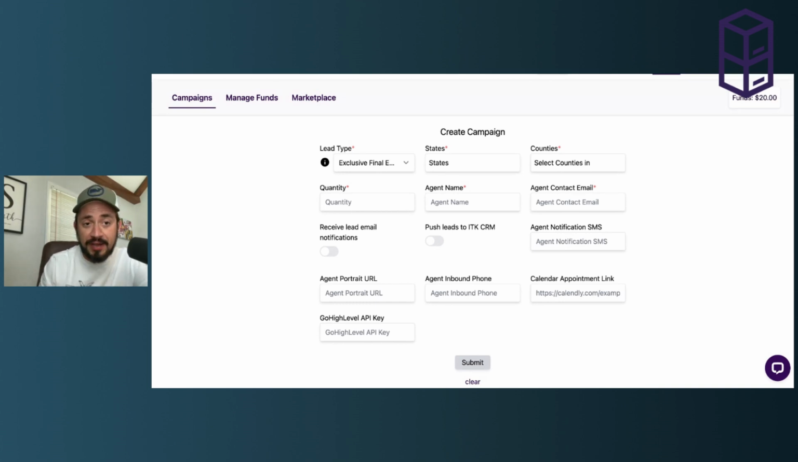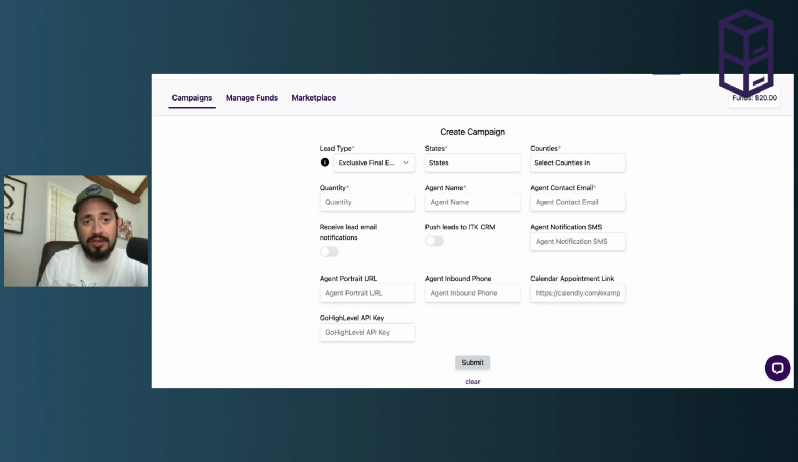We still have the Platinum lead. The Platinum lead is probably the closest thing to direct mail you're going to get. The Platinum lead is high quality, high intent, takes a little bit of time to come in, just so we're clear. It's not going to come in overnight, but it is going to be one of the more high intent digital leads you're going to encounter.